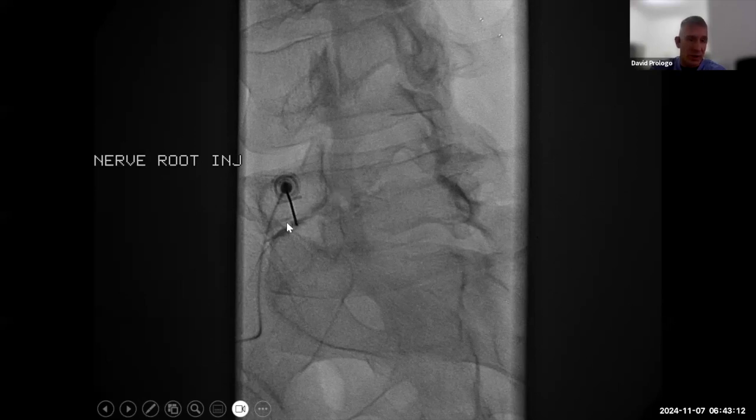Under fluoro, when you inject contrast for a transforaminal injection, you're filling the epidural space around the nerve. And this is what it looks like, right? That's not the nerve. That's the epidural. That's contrast in the epidural space around the nerve. So this is what the transforaminal injection will look like under fluoroscopic guidance, if and when we choose to do it that way.